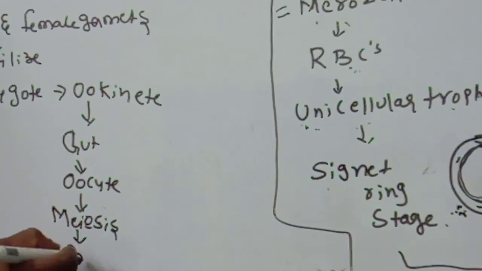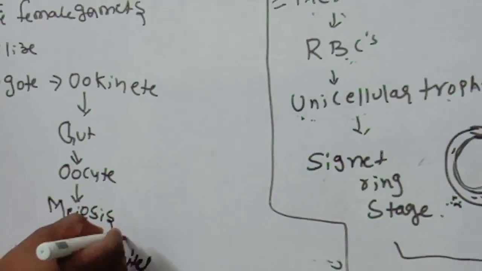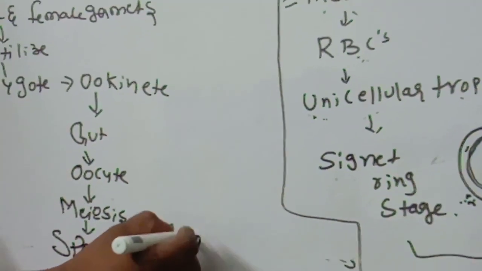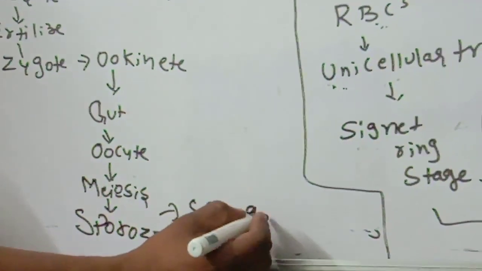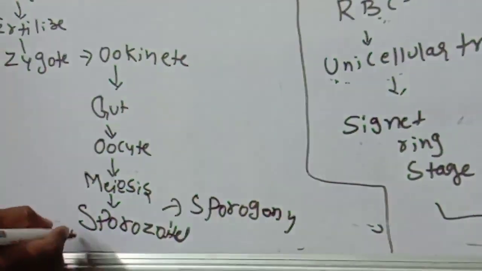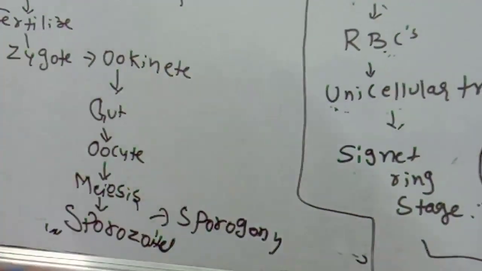The infected stage will be sporozoites. This process is called sporogamy. So this will infect another human like that.